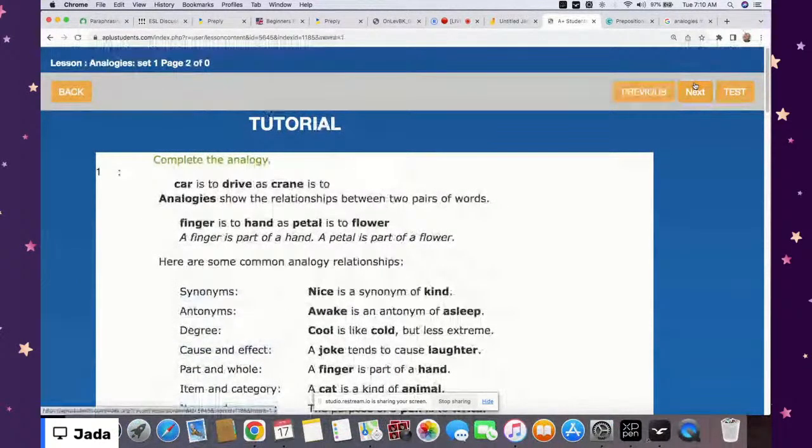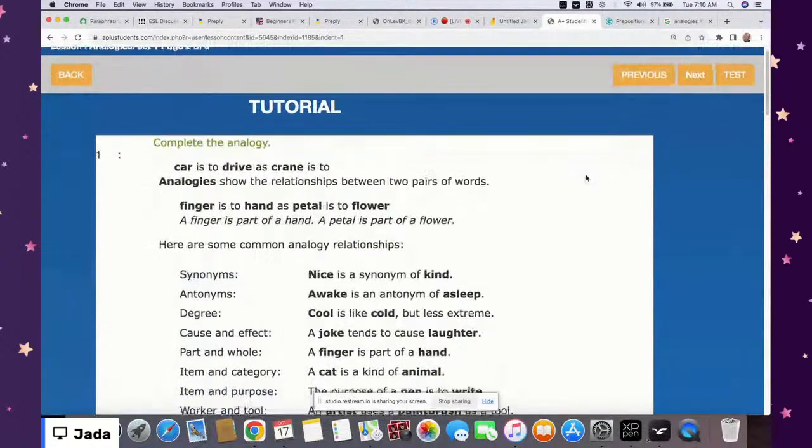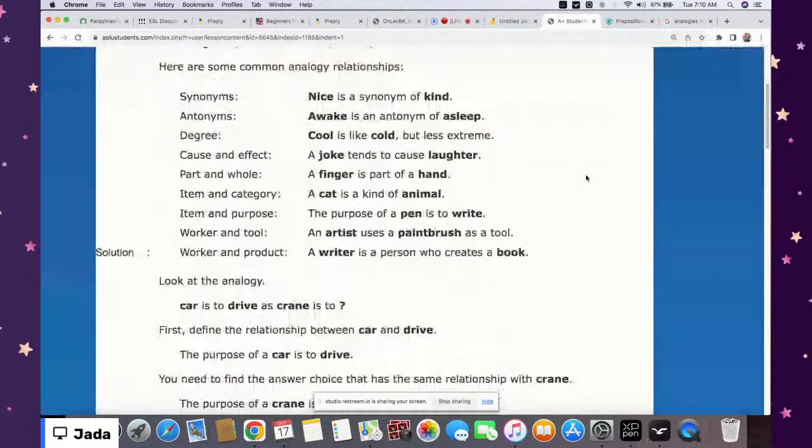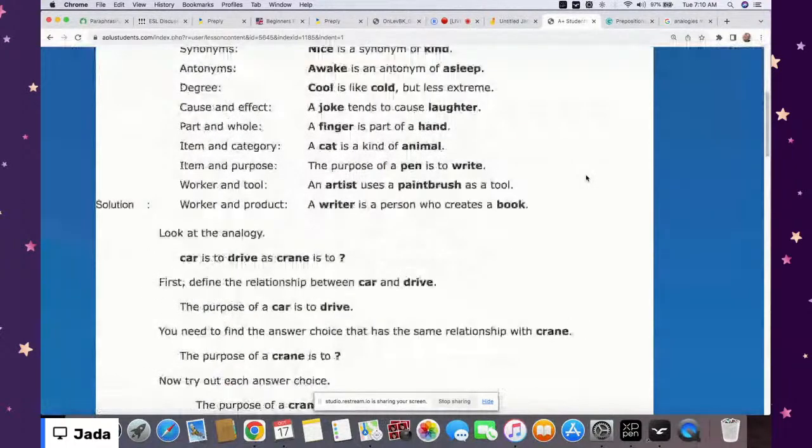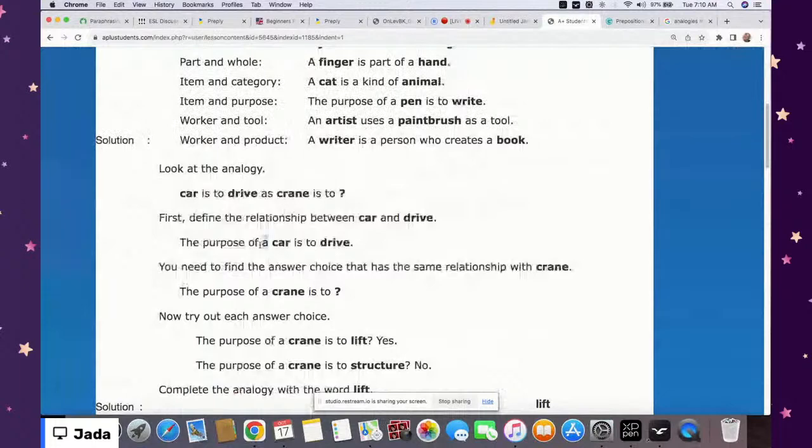So we can go through some more examples. We have car is to drive as crane is to what? Okay, so you need to find the relationship again. Define the relationship between car and drive. It's the purpose of a car, right? So you need to find a relationship with crane. What is the purpose of a crane? It is to lift up something.